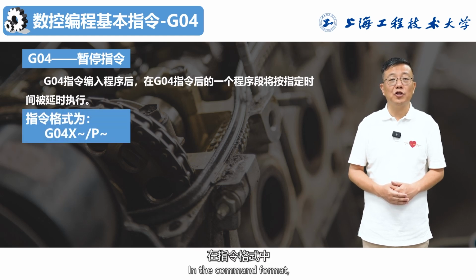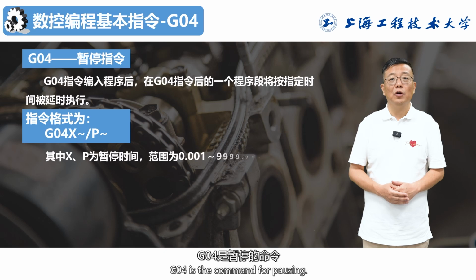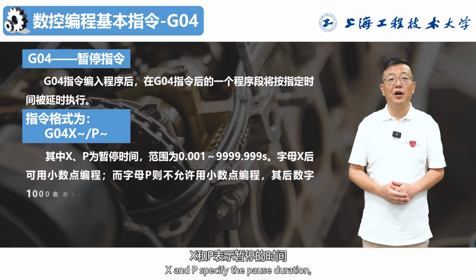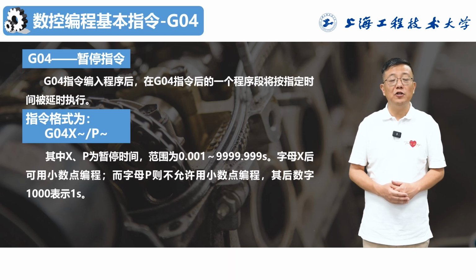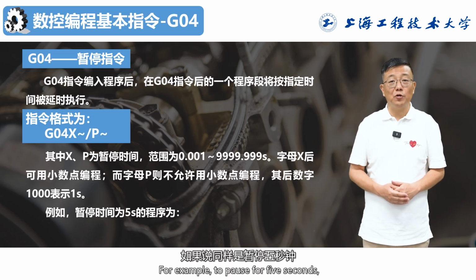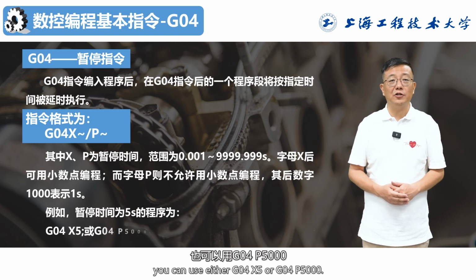In the command format, G04 is the command for pausing. X and P specify the pause duration, where X is followed by the time in seconds, and P is followed by the time in milliseconds. For example, to pause for 5 seconds, you can use either G04 X5 or G04 P5000.